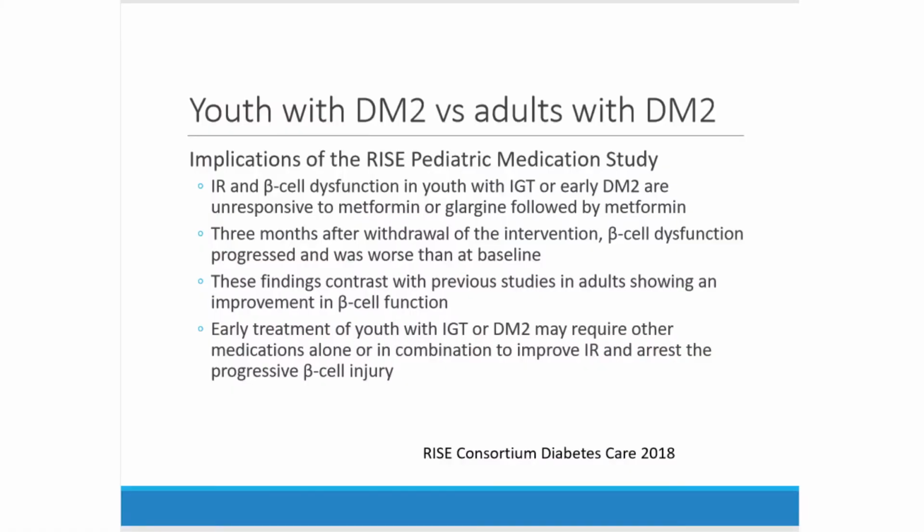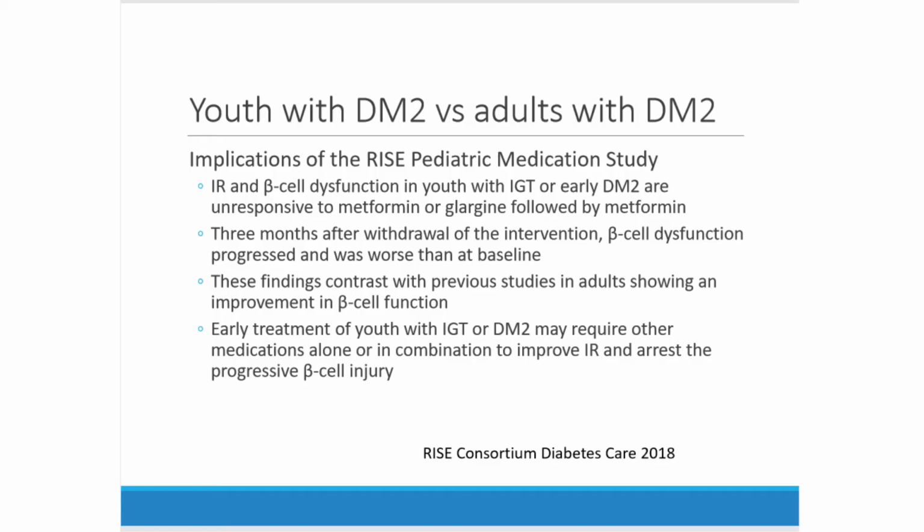So implications, this is a RISE study that was looking at pediatric medicine, and what they found is insulin resistance and beta cell dysfunction in youth were really unresponsive to metformin and glargine. And this is really interesting because it's not what happens in adults. So again, children are not little adults, children are children, and we have to treat them differently. When you look in adults, they actually have improvement in beta cell function when we put them on metformin. They have improvement in insulin resistance when we put them on insulin. They improve. When we do this to kids, once we take them off the medicine, they do get quite bad. It actually was worse than at baseline.